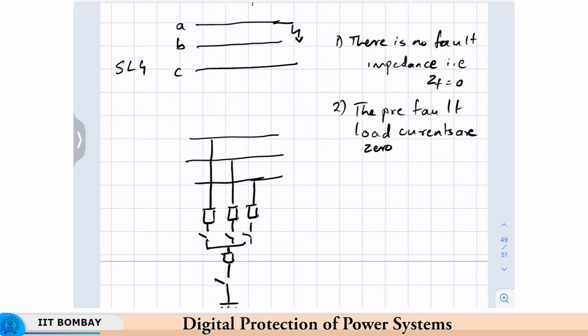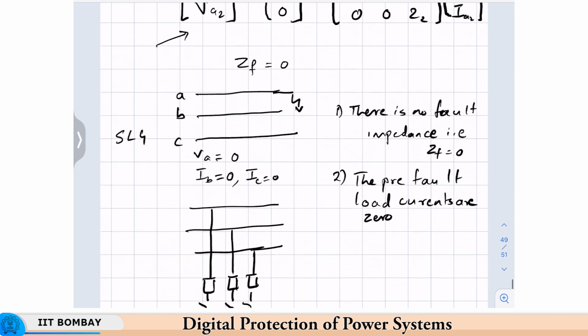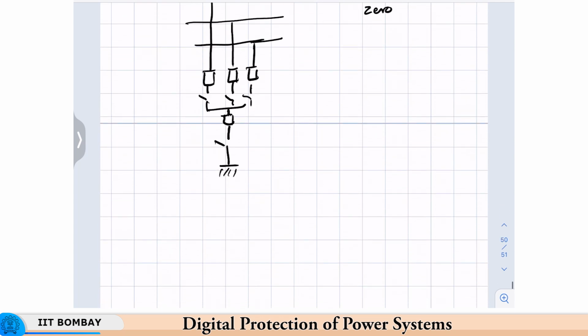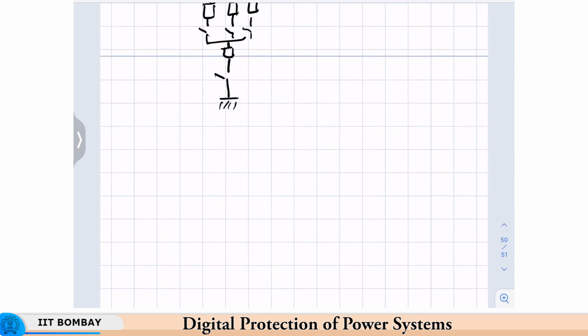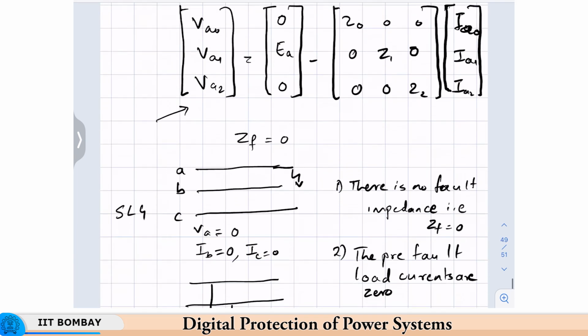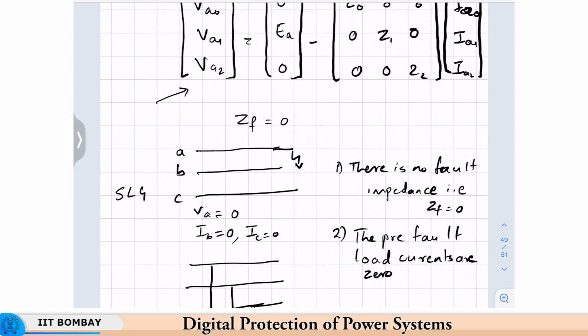Now, going back to this, for a single line to ground fault, the condition we will get is VA is equal to 0 because phase A is solidly shorted to ground, and since there are no pre-fault load currents, IB is equal to 0 and IC is also equal to 0. Now, if we plug these three into our equation above, before that we will have to get the sequence components of the currents, so that we can plug it into this equation here, which we will be using for all the faults.